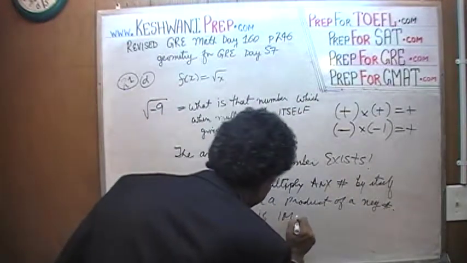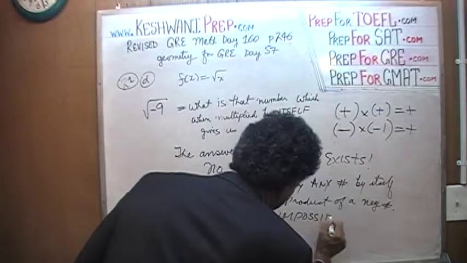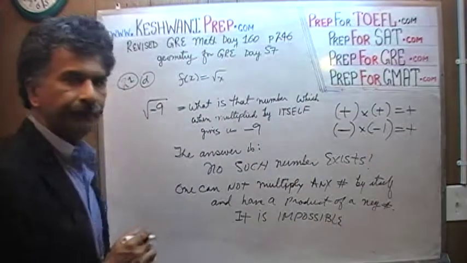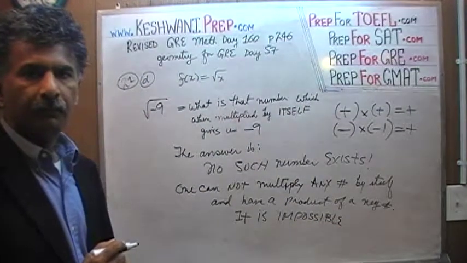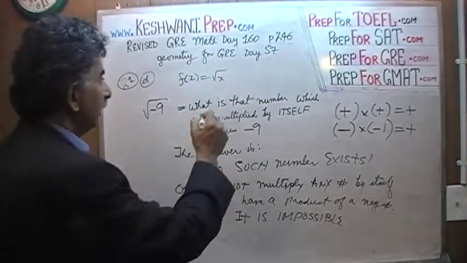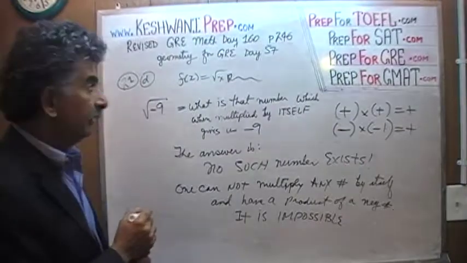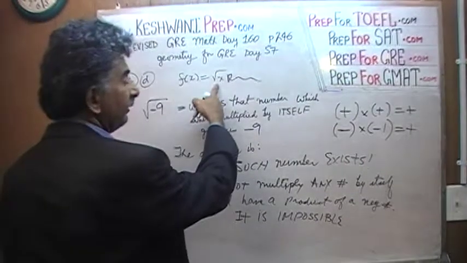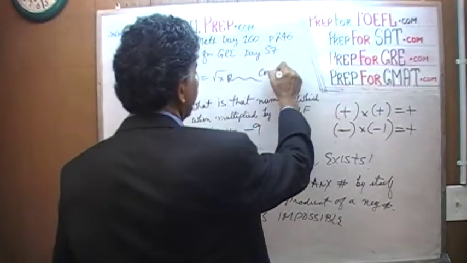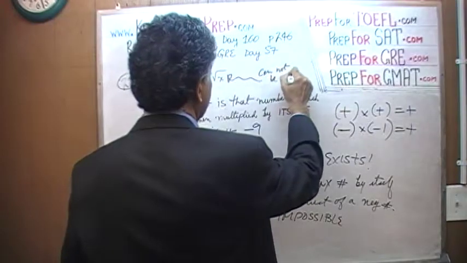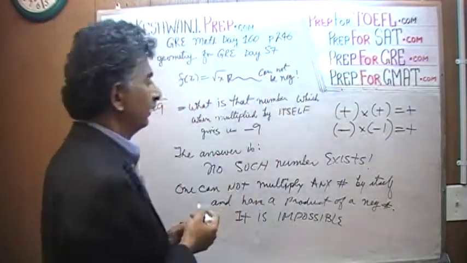It is impossible. It is impossible. Therefore, the limitation for the x is that this x underneath the root sign cannot be negative. It cannot be negative.